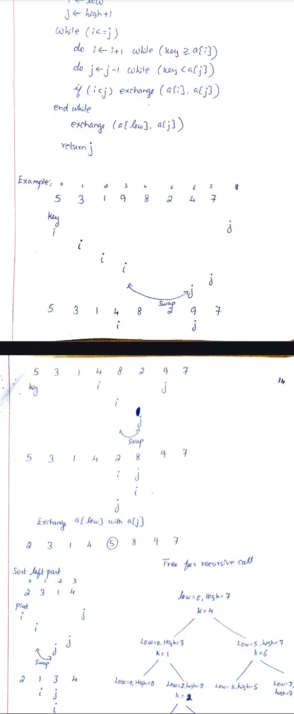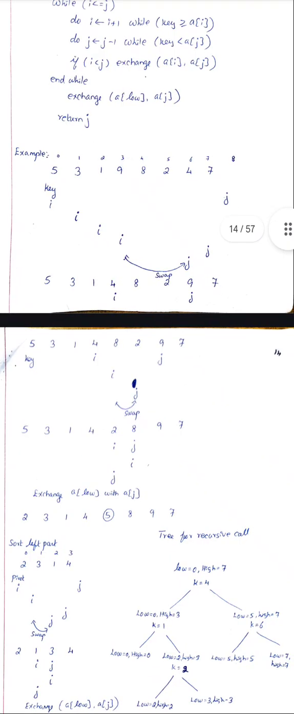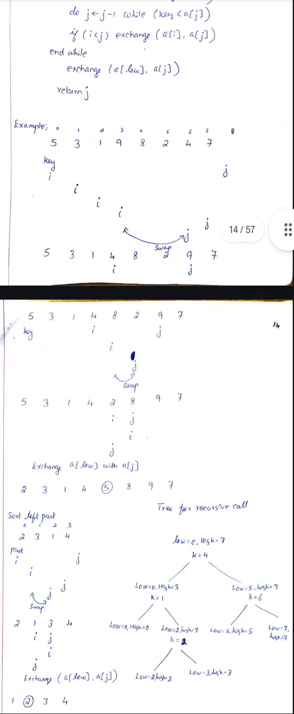Then, is 5 less than 8? Yes. Is 5 less than 2? No. So swapping the next position, that is, j will be at the j plus first position, that is 4, will be swapped with 9. Then i will be at 4 now.